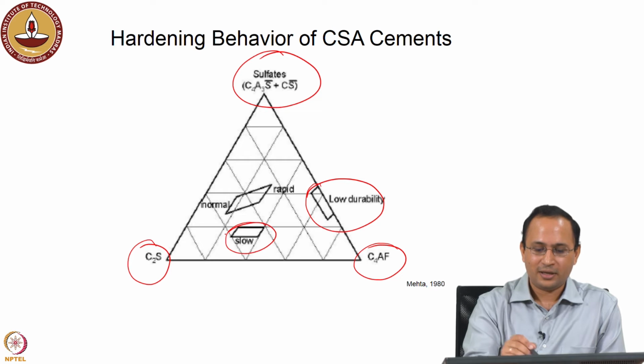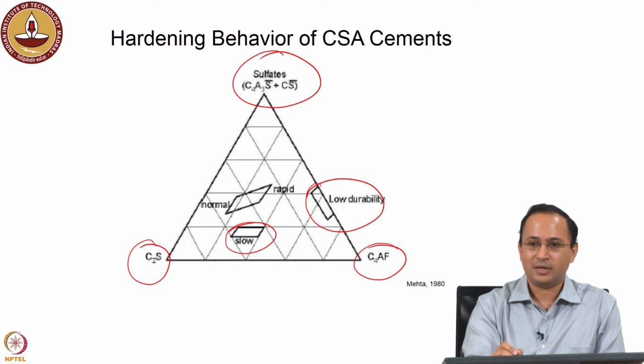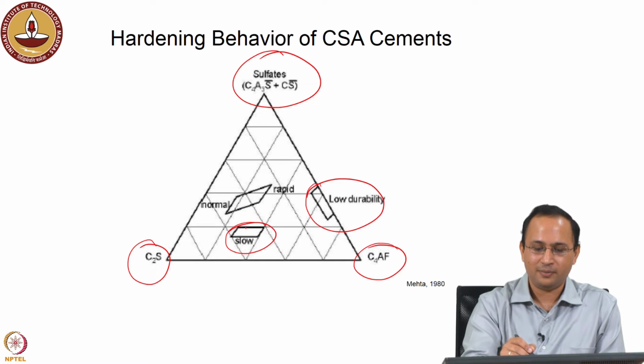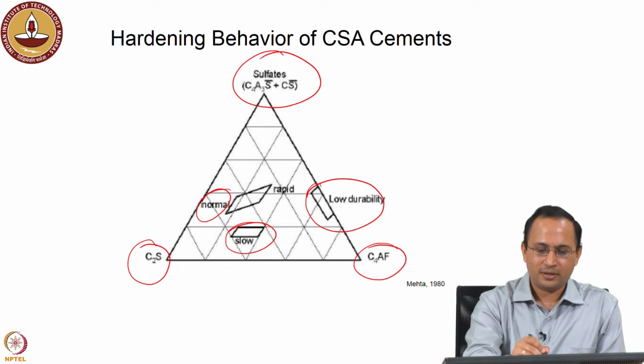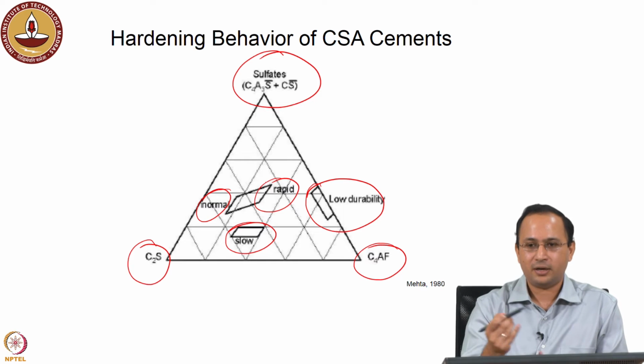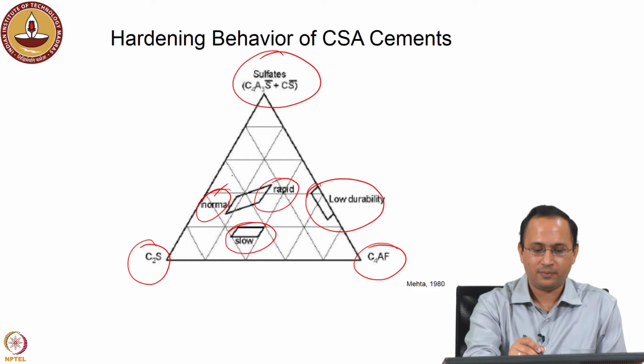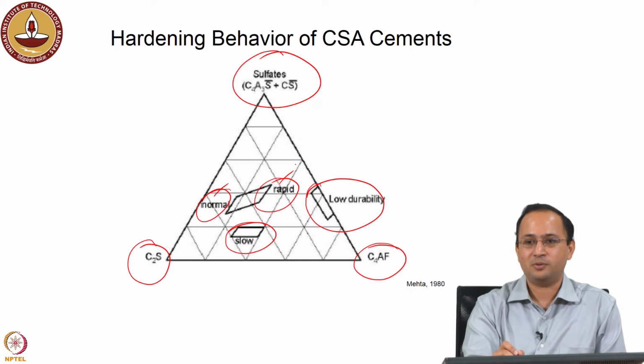Also, if you are somewhere here, very far away from the C4A3S corner, that means you have a very small amount of C4A3S and CS, so the hardening will be slow. This just gives you an idea about the sweet spot you want to be in. If you want a normal hardening, you want to be somewhere here. If you want rapid hardening, you want to be somewhere here.